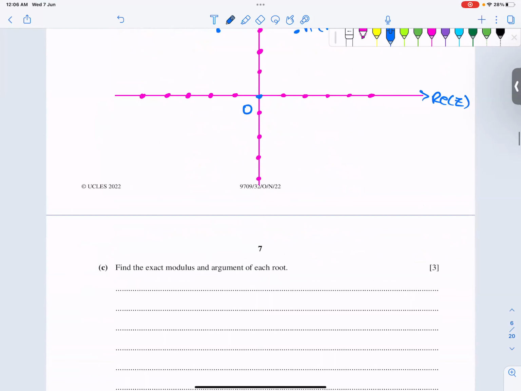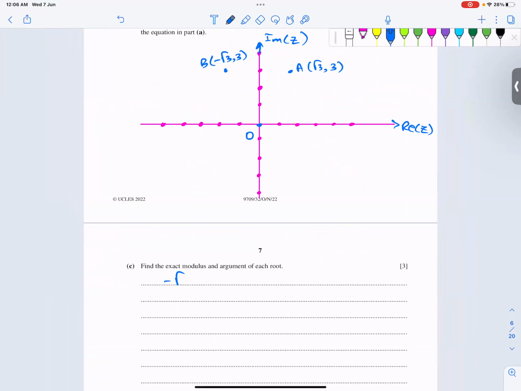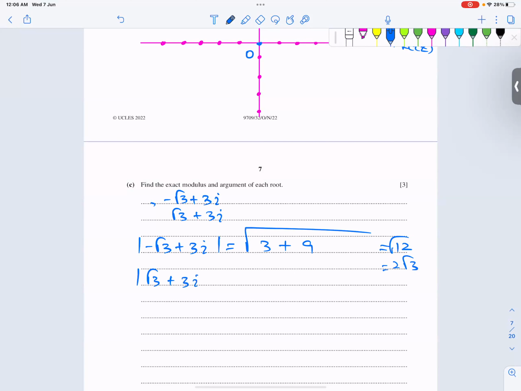Find the exact modulus and argument of each root. Now the first root was minus square root 3 plus 3i and the second was square root 3 plus 3i. So the modulus for the first will be 3 plus 9, which will be 12, and you can write it as 2 square root 3. And the modulus for the second will again be 3 plus 9, which gives you 2 square root 3.